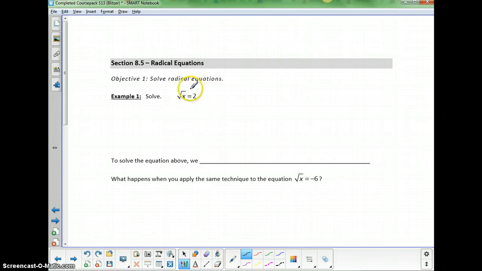We solve by looking at the opposite operation of a square root. This is the square root of x, so the opposite would be to square. So we're going to square both sides. If I square both sides of this equation, I get the square root of x squared is x, and I get x equals 4. So to solve the above equation, we square both sides.